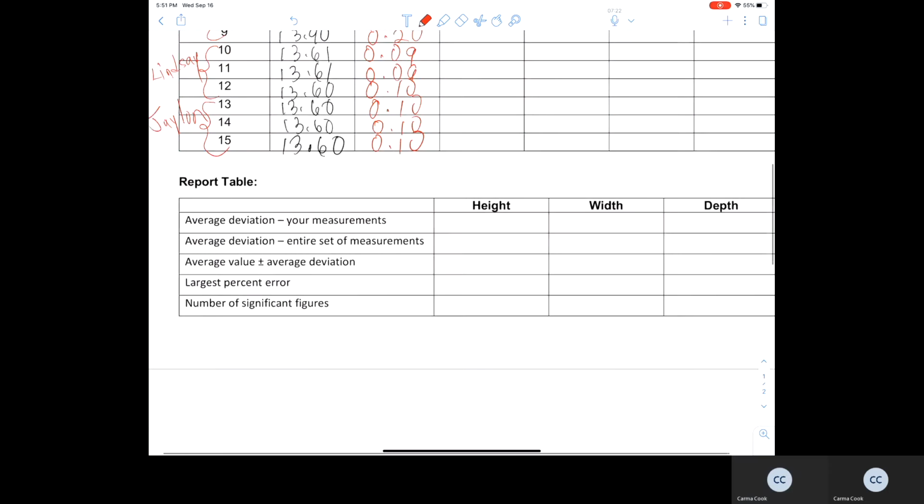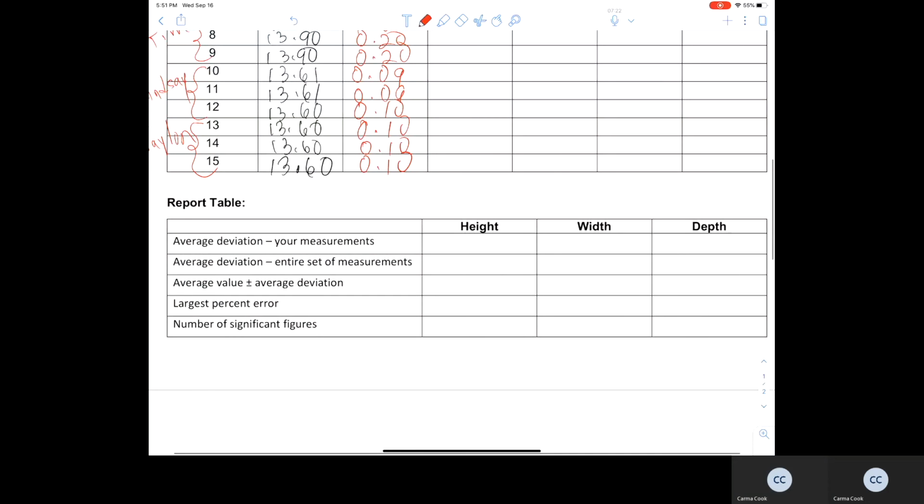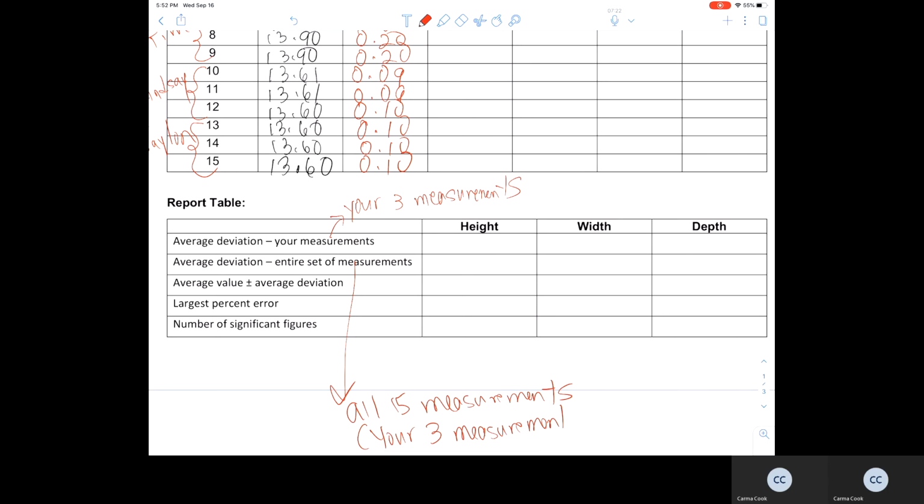And next, in the very last table on your data sheet, you get your average deviation from your measurements, and then an average deviation from your entire set of measurements. Your measurements means your three measurements. The entire set of measurements means all 15 measurements. Your three, plus the total 12 measurements from four of your peers.